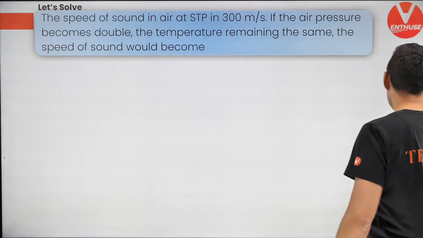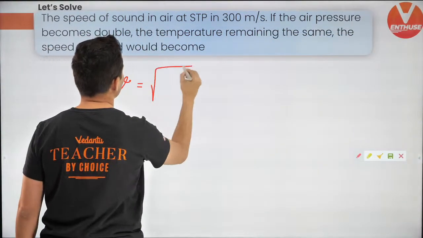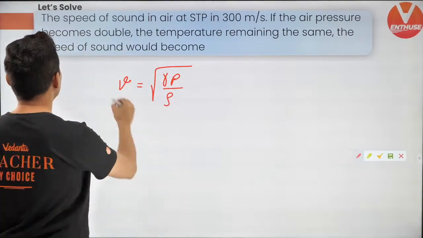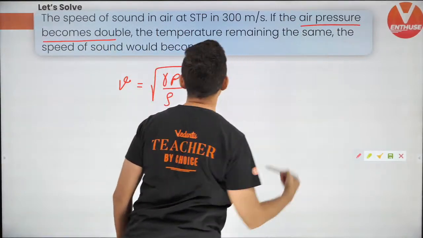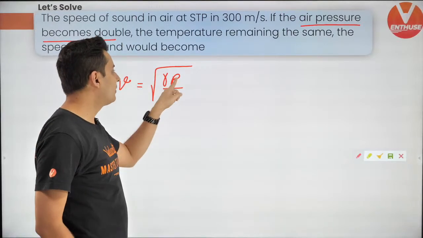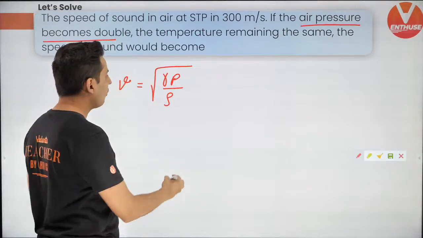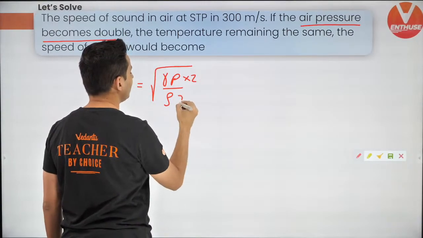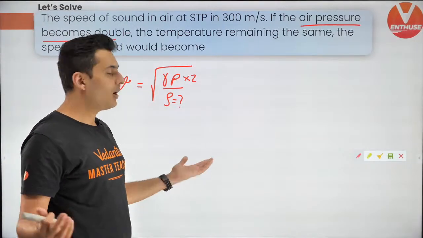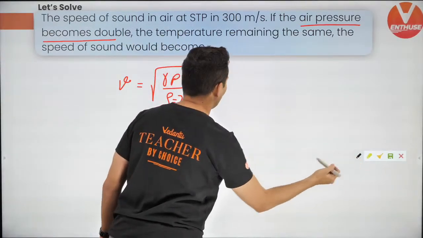See, guys, what was the speed of sound? The speed of sound was given by this formula: v is root gamma P by rho. In the question, it says the pressure becomes double. Most of you might think pressure becomes double, so root of pressure will become root 2 times. But if pressure doubles, what happens to the density? Do you know what happens to density? No. So how can you use this formula? Better not to use this formula.